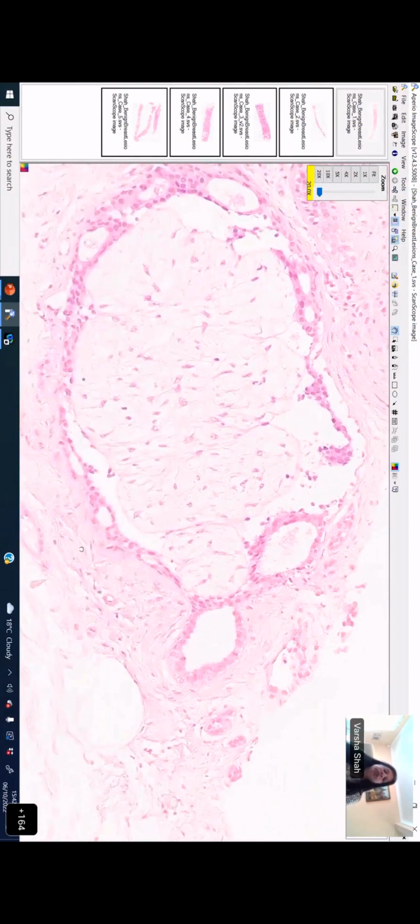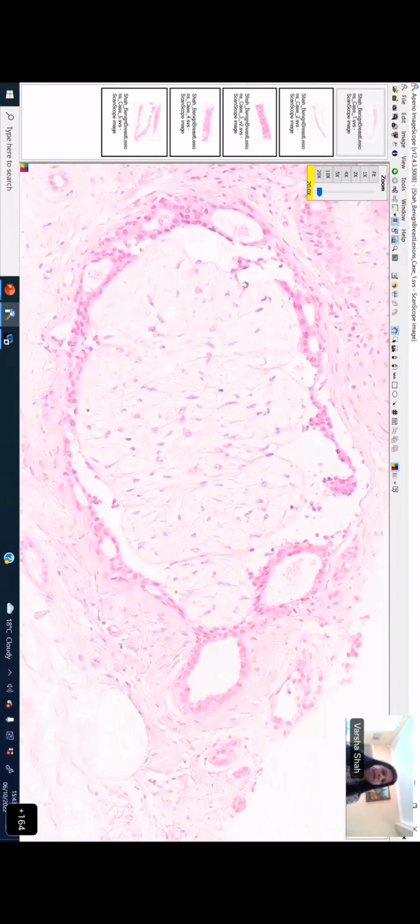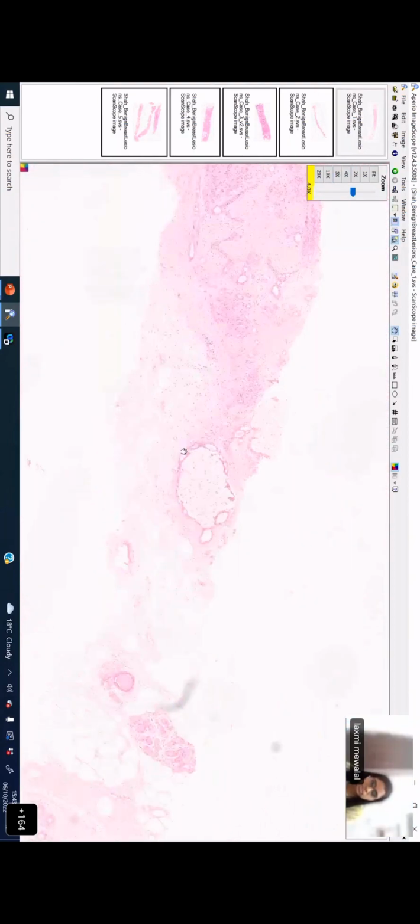Yeah? So what would you put as your bottom line diagnosis? Benign lesion with fibrocystic change and periductal mastitis. Okay. So if you have to use the B category, which I talked about earlier, what would you write? B2 or B3? Or B1 even?